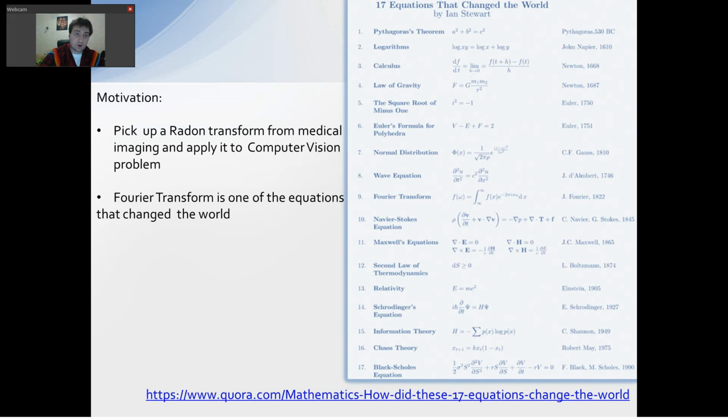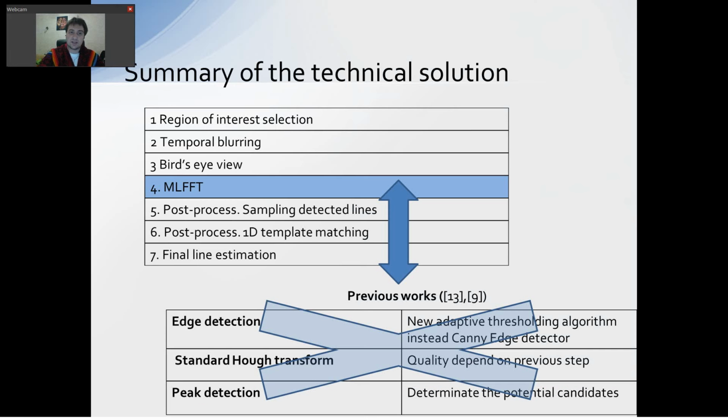It can be useful for us because it helps a lot of engineers, and also engineers from medical imaging use the Radon transform to solve very interesting problems. And from a computer vision point of view, the Radon transform can be observed to be in some sense similar to the Hough transform, but it's not the same.